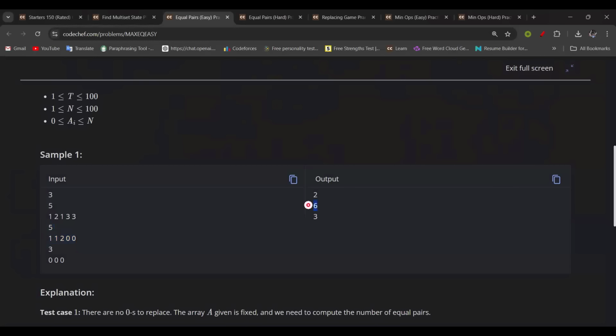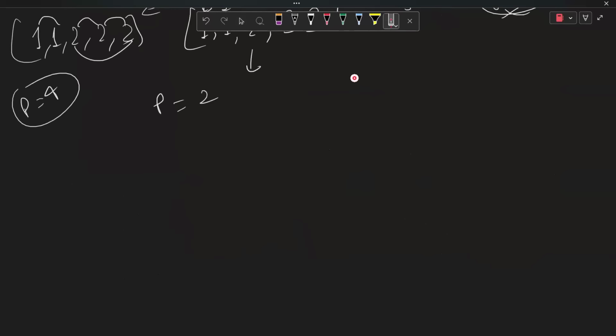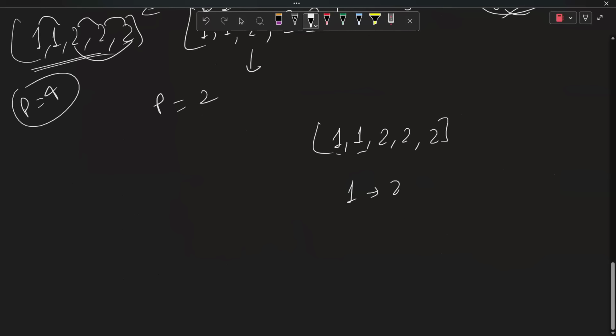Now, before moving to what value we would replace these zeros with, let's suppose we have replaced these zeros and we have got an array. How can we calculate p? Let's derive a formula. Here we had 1, 1, 2, 2, and 2. If you have an array like this, how can you calculate your p? If you look at the frequency of every element, 1 is occurring 2 times, 2 is occurring 3 times.